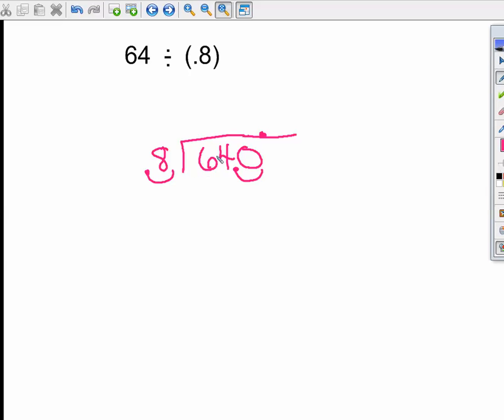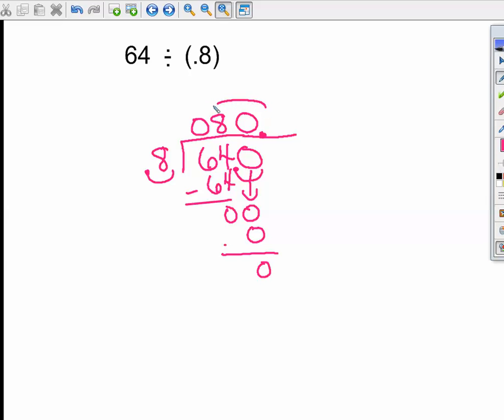So now I divide. 8 goes into 6 0 times. 8 goes into 64 8 times, which is 64. Now, even though I have a 0 here, I haven't reached the end of my decimal point, and I have another number here. So I have to bring down that number and divide it out. I can't just leave it 8. 8 goes into 0 0 times. 0 times 8 is 0. Subtract and you get 0. So now I can stop because I've reached the end of my decimal point. So my answer is 80.